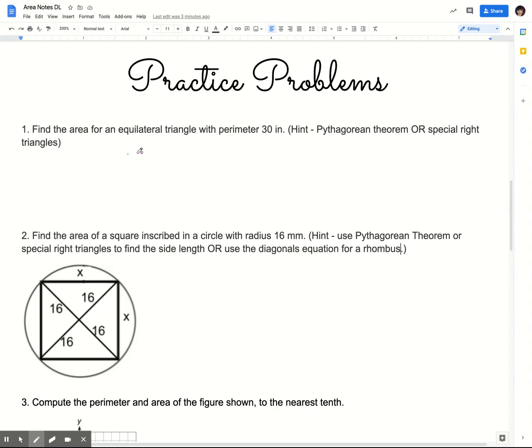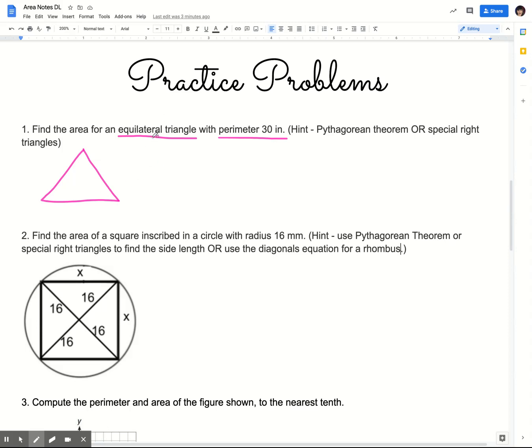In this first question, it says find the area of an equilateral triangle. That's important. They tell me my perimeter is 30 inches. I give you a hint to use either the Pythagorean theorem or special right triangles, and you're going to see why in just a second. Pro tip, especially for geometry: if they don't give you a picture, go ahead and draw yourself one.